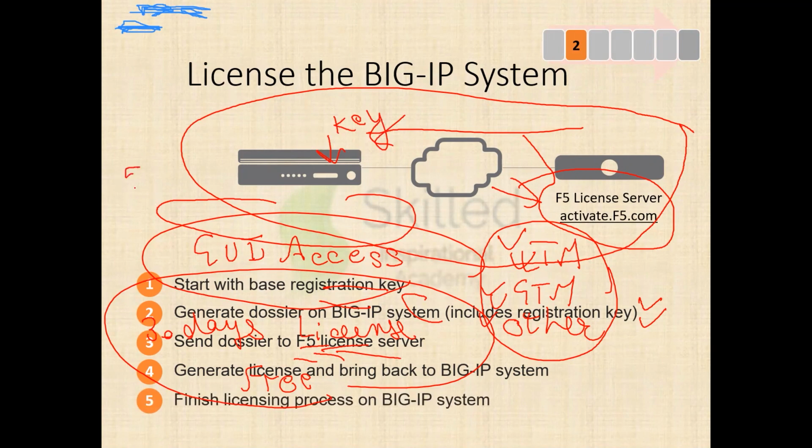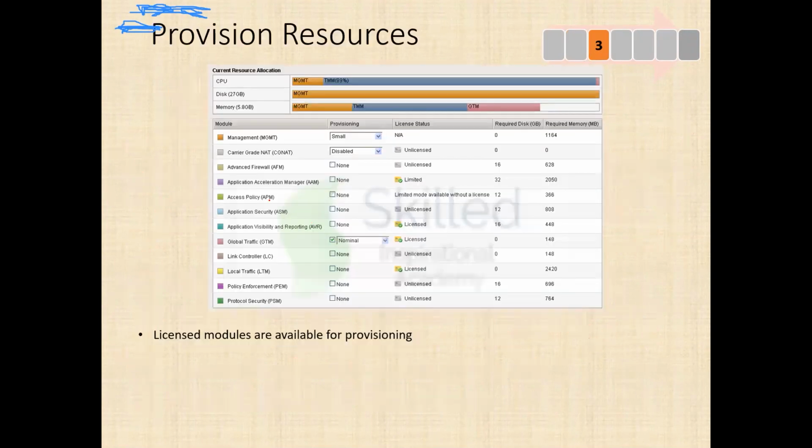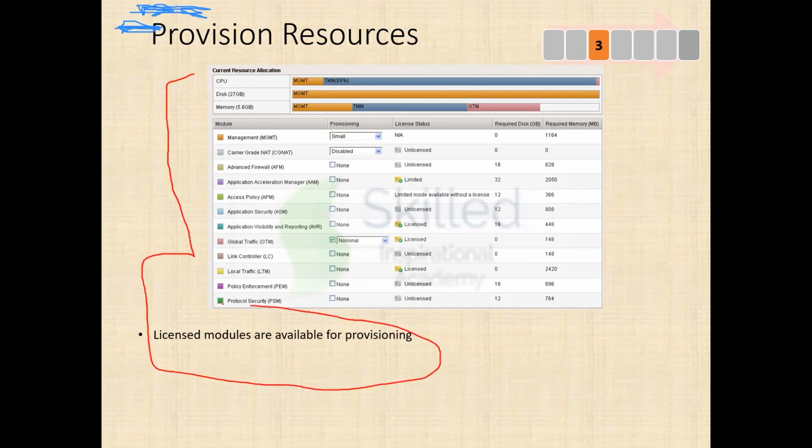So with these 5 steps, you are good. It just takes 5 steps. That's it. You can do it either automatically, if your F5 has internet access, or you can do the manual part. After licensing has been done, you will see all the license modules which are available for provisioning.